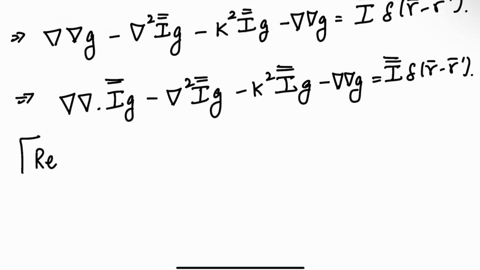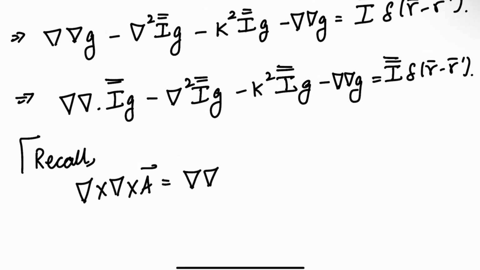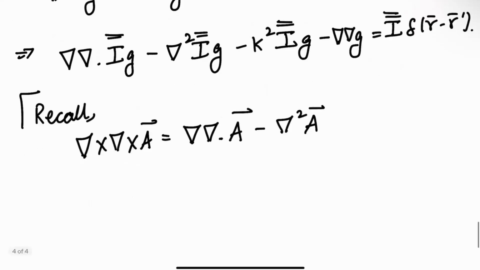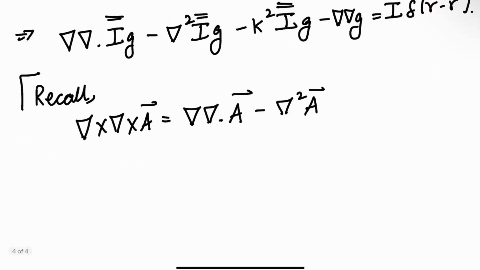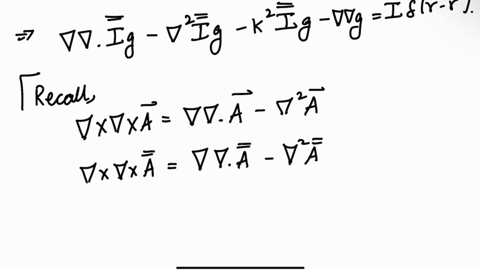Now recall that we had a vector identity which was curl of curl of A is equal to gradient of divergence of A minus vector Laplacian of A. Right? And we looked at this in lecture 0, I guess, when we did vector identities. So what you can do is you can actually extend this to tensors as well. A tensor would be nothing but gradient of divergence of A minus Laplacian of A tensor.